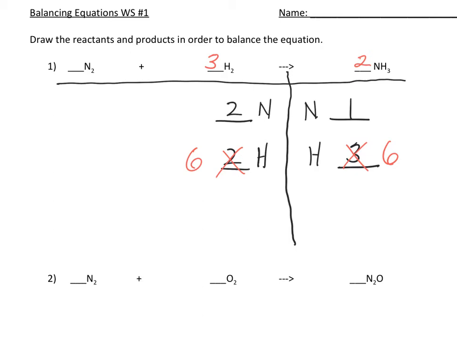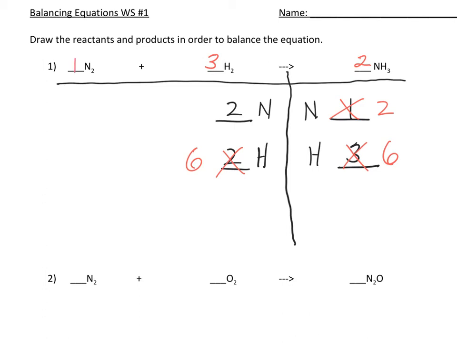Okay, so now my hydrogens are balanced. When I put this coefficient of 2 up here for the ammonia, I now have 2 nitrogens, so that needs to change. Okay, now I have 2 nitrogens instead of 1 nitrogen. And now I'm looking at this, and we've balanced it. We have 2 nitrogens and 2 nitrogens, and 6 hydrogens and 6 hydrogens. And this is our balanced chemical equation.